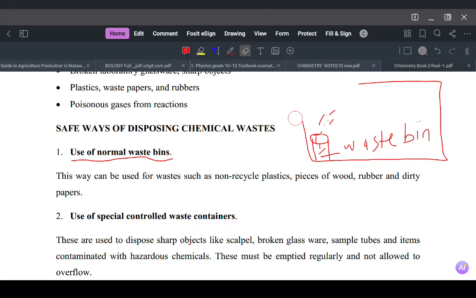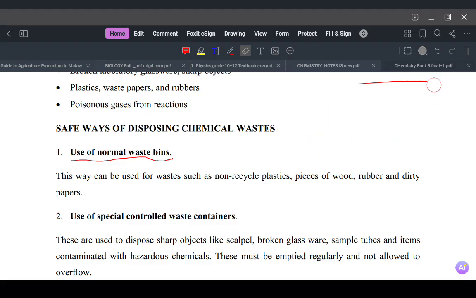As wastes are generated in the lab, you sweep them, collect them, gather them, and then throw them into such a bin. This way can be used for waste such as non-recycled plastics, plastics that cannot be recycled, pieces of food, rubber, and dirty papers. All these can be swept, collected, and dumped into the normal waste bins.